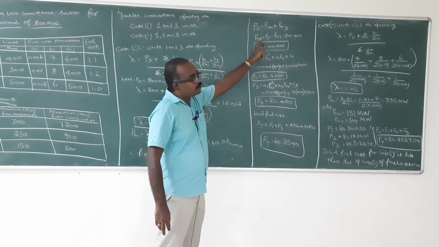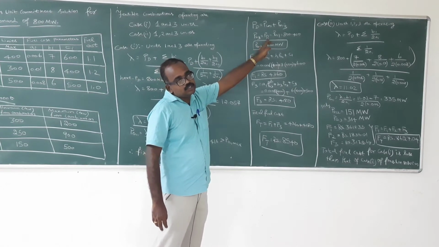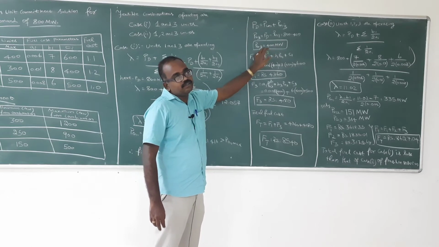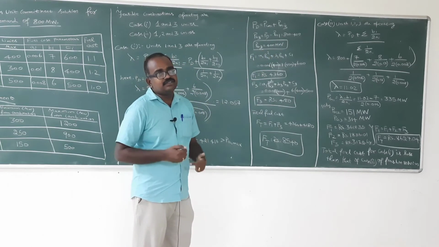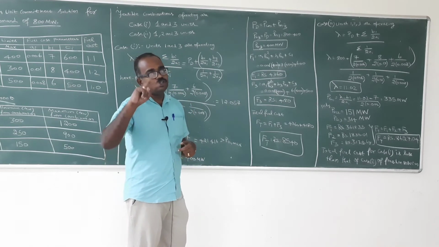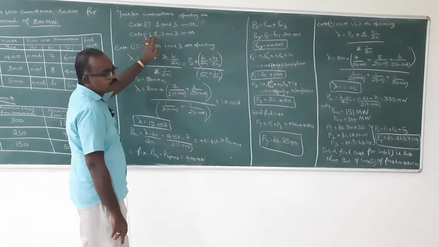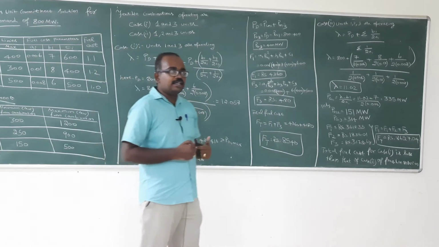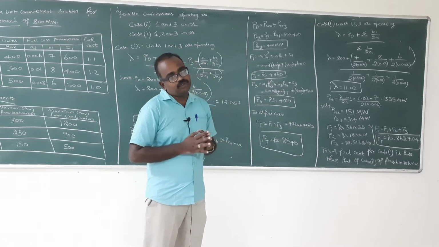So, in order to get the PG3 value we are subtracting the demand. 800 minus 400, we are getting 400 megawatt as the PG3 value. Next, what we have to do? We have 2 combinations, 2 feasible solutions: units 1 and 3, and units 1, 2, 3. How can we say which one is better? We have to find the fuel cost.